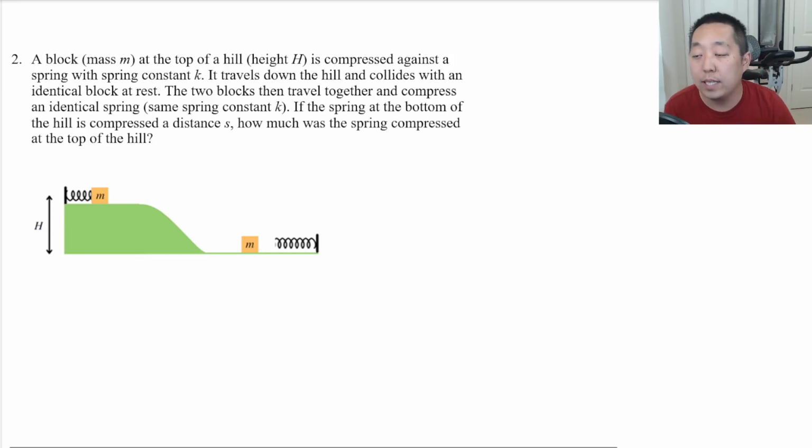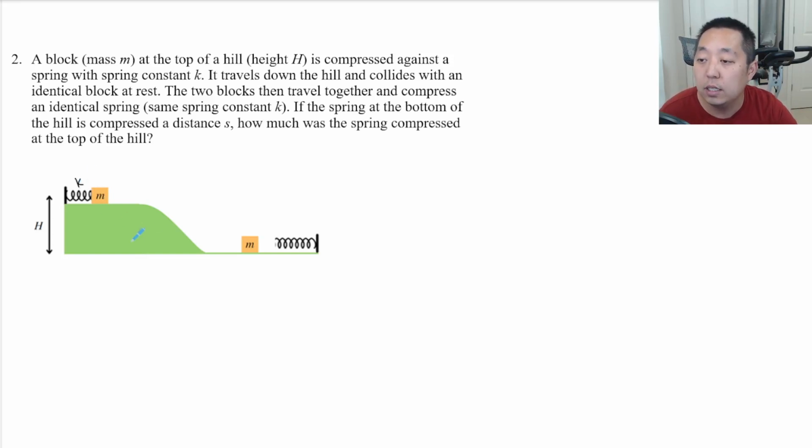So a block of mass little m at the top of a hill of height h is compressed against a spring with spring constant k. It travels down the hill and collides with an identical block at rest. The two blocks then travel together and compress an identical spring, same spring constant there. If the spring at the bottom of the hill is compressed a distance s, so this is going to be squeezed in s, how much was the spring compressed at the top of the hill?